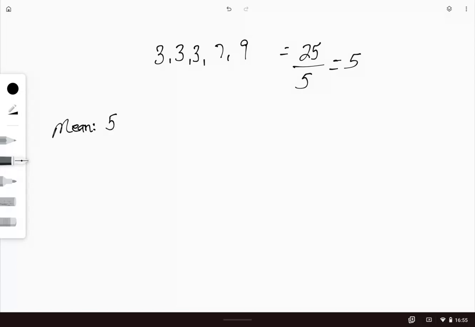Now if we look at number 2, my data set for number 2 is 3, 3, 3, 7, and 9. The same thing, I'm looking first to find my mean. So if I add all these numbers up together, 3 plus 3 is 6, plus 3 is 9, plus another 9 is 18, plus 7 equals 25. Then I have 5 numbers in the data set, so 25 divided by 5 equals 5. So here my mean, or my average, is 5.